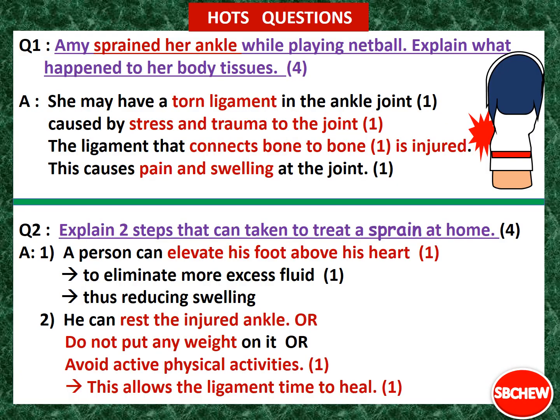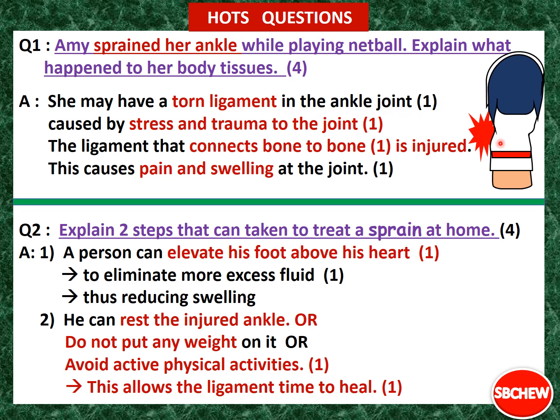Let's discuss a HOTS question on this chapter. This chapter can have many HOTS questions, so I'll just pick up one related to sprains. Amy sprained her ankle while playing netball. Explain what happened to her body tissues. That means, what is a sprain, right? So you can answer in this way. She may have a torn ligament. The ligament has been injured in the ankle joint.